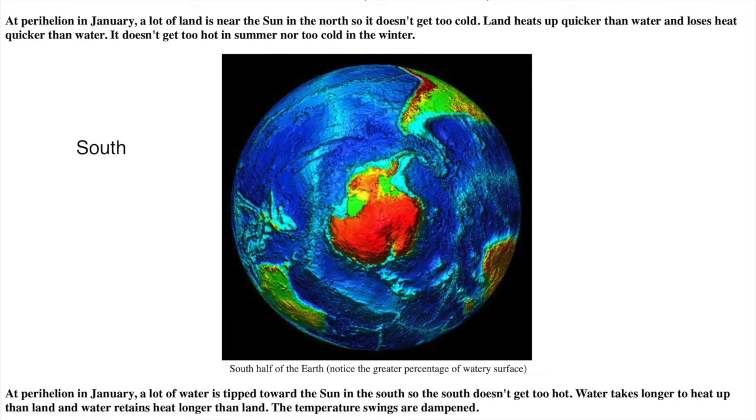Distance to the sun is not the reason for the seasons. Instead, the seasons are caused by the changing angle of sunlight on our part of the Earth and the amount of time the sun is above our horizon.